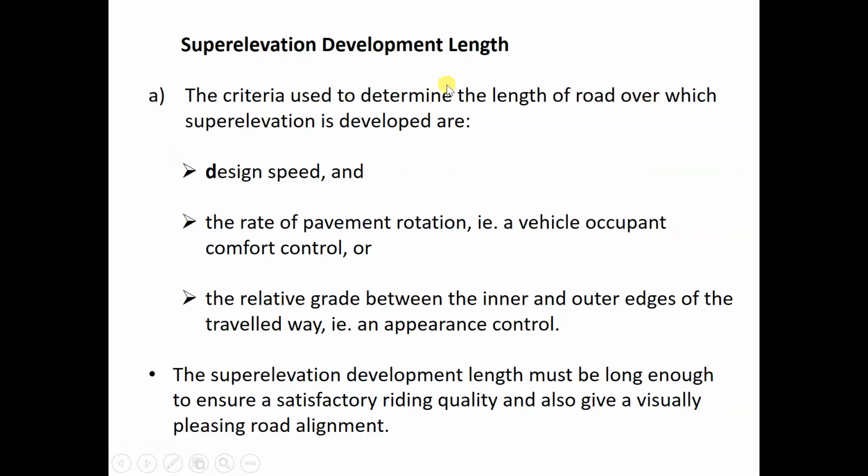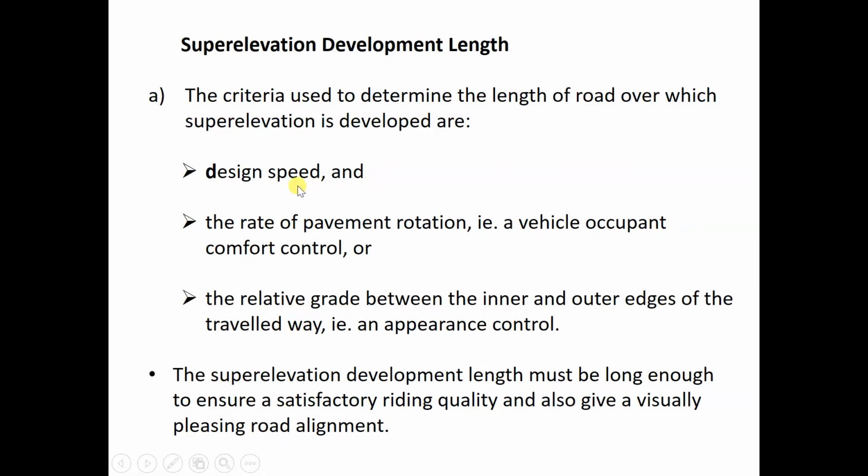Super elevation development length. The criteria used to determine the length of the road over which super elevation is developed. How do we do that? What are the criteria? Three-fold. So first is design speed. If you have 40 km/h, or you have 60 or 80 km/h, then it will be different. Okay, so we have a formula for that as well.